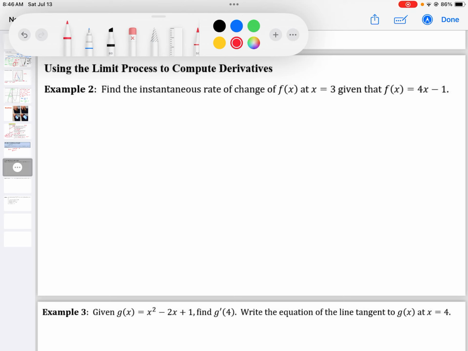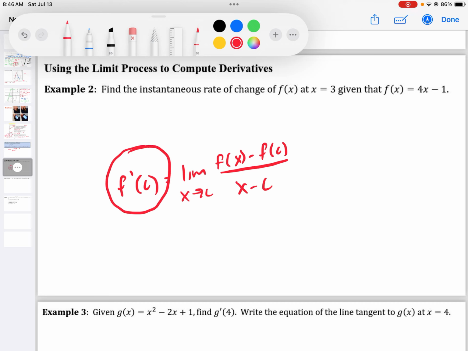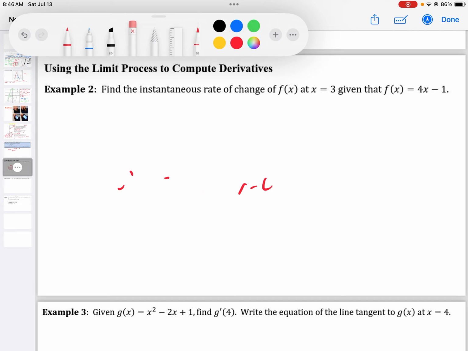All right, using the limit process to compute derivatives. Okay, prime notation. It's not on these notes, it's on your printout. Prime notation is read f prime of c. So f prime of c is the limit as x approaches c. So that's our derivative, right? That's a lot easier to say. Derivative notation, we'll talk about more of this next lesson. But f prime of c is the derivative of the function at the point when x is c. So at an instant. That's prime notation.